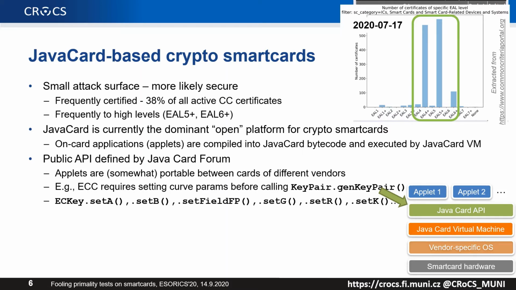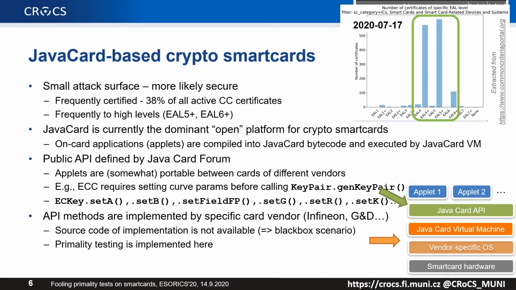So, for example, if you'd like to do digital signatures, you first need to generate a key pair, and before that, if you are using elliptic curve crypto, then you need to set the parameters of the curve used. So you have a bunch of public methods, you will set these parameters, and then you will call key generation, and you can start signing.